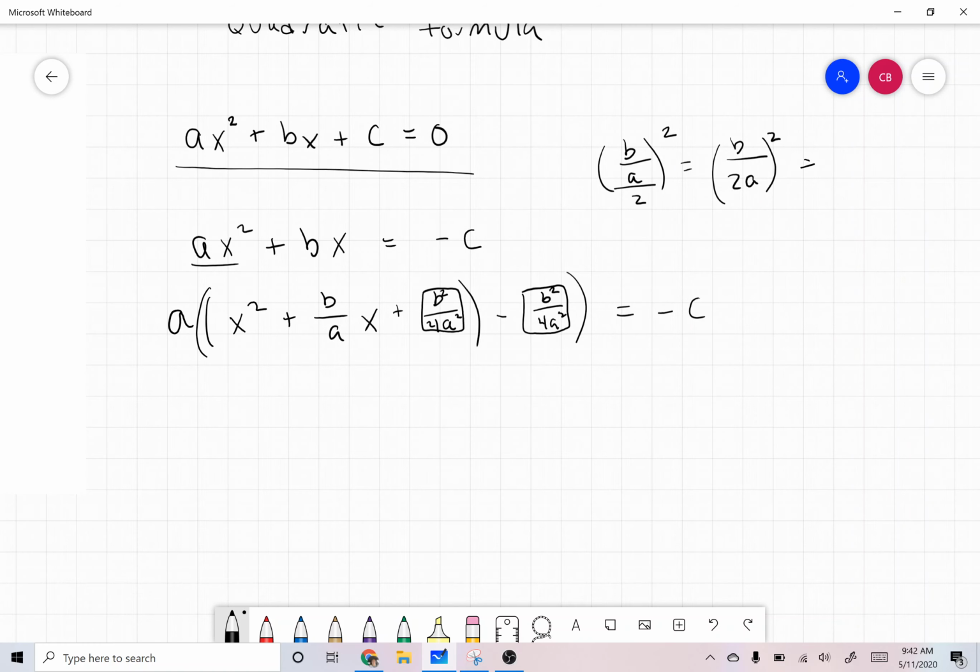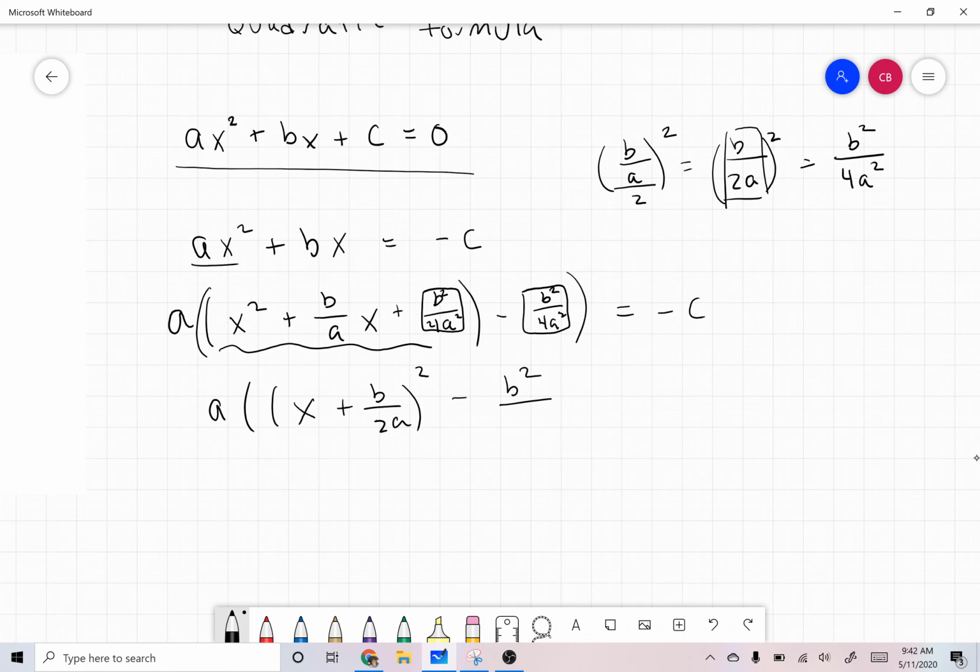This is b squared, 2 squared and a squared. Okay, so here we go. We have factoring going on. So we're going to factor this. This is going to be a times the parentheses x plus b over 2a, squared. I know that's what we put because that's what this is. Minus b squared over 4a squared is equal to negative c.